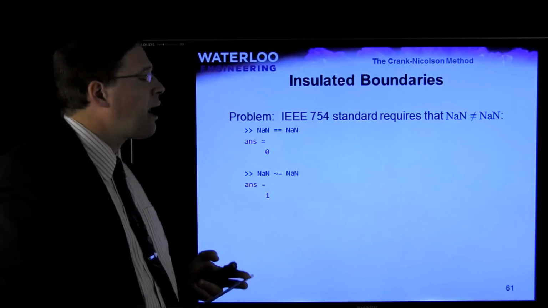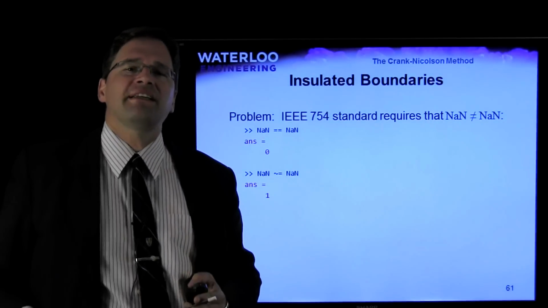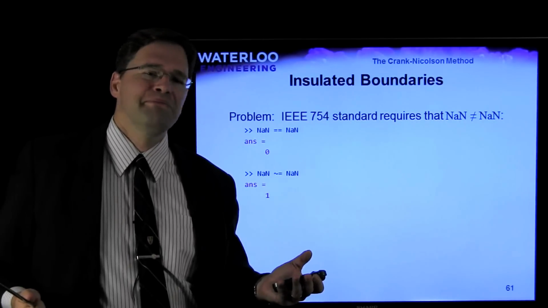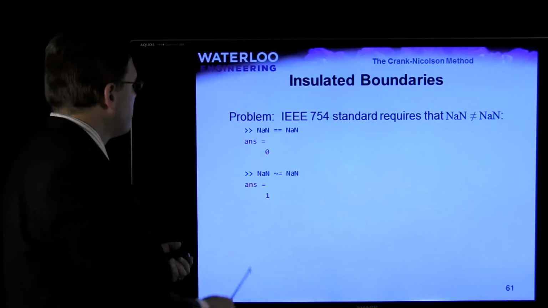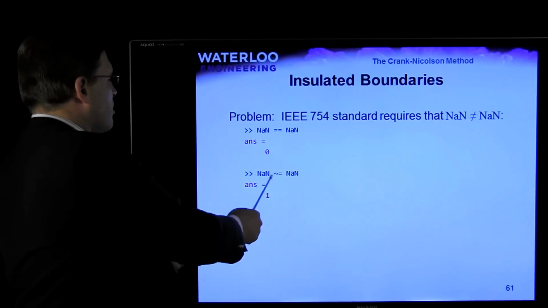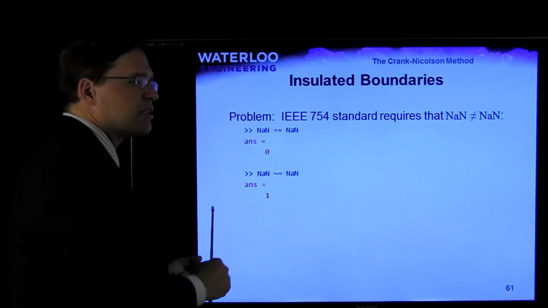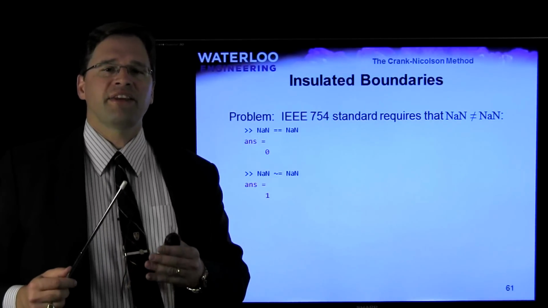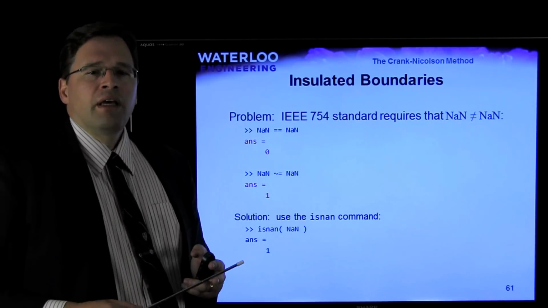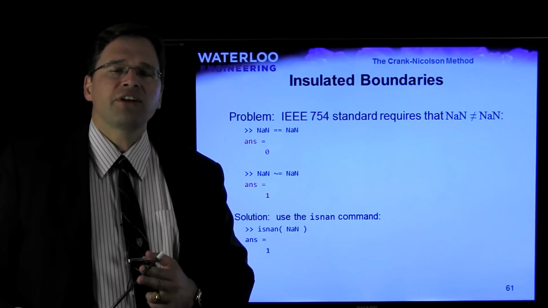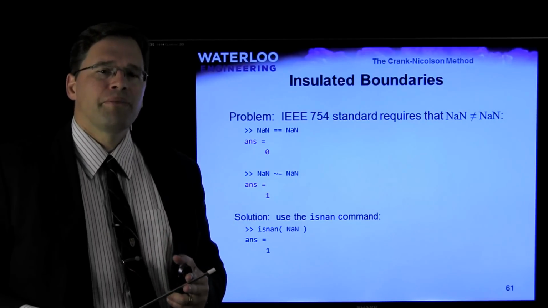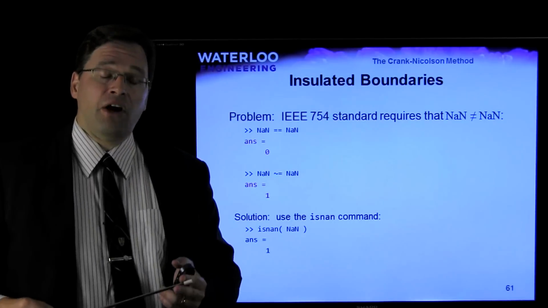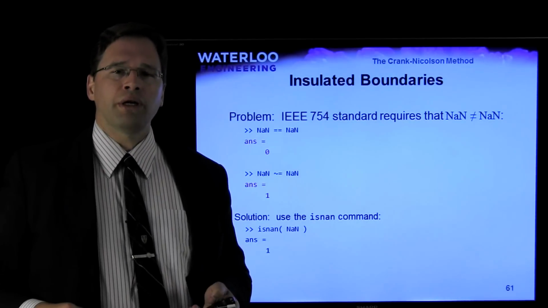Now, one problem. IEEE 754 specifically states that if you try to check, is not a number equal to not a number? Guess what? They're not. In fact, if you ask, is this not a number not equal to that not a number? The answer is yes, they are not equal. This is a requirement in the standard. So how do we fix this? There's actually a function called isNaN, and you can pass it an argument, and if the argument is not a number, it returns 1.